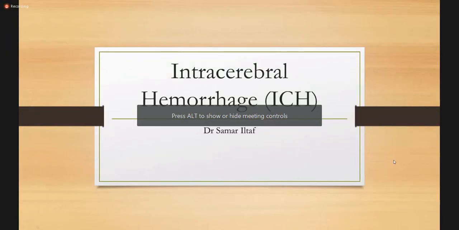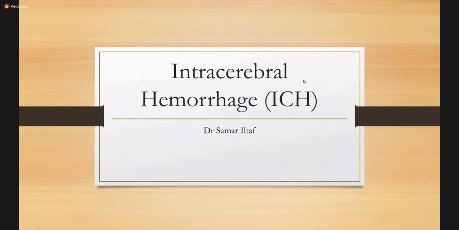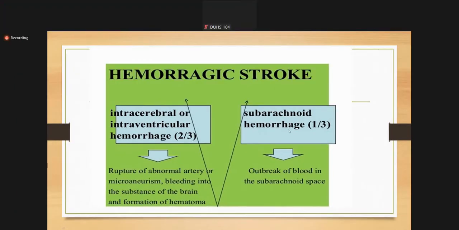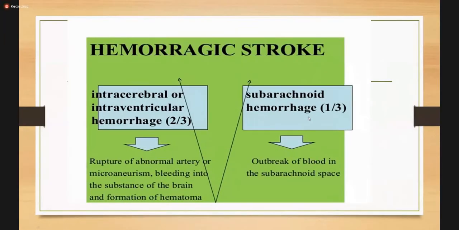Today our lecture is on the hemorrhagic stroke. First of all, we will discuss intracerebral hemorrhage and then other hemorrhages. So what is intracerebral hemorrhage? The hemorrhagic stroke is divided into intracerebral and intraventricular hemorrhage, and one third into subarachnoid hemorrhage.